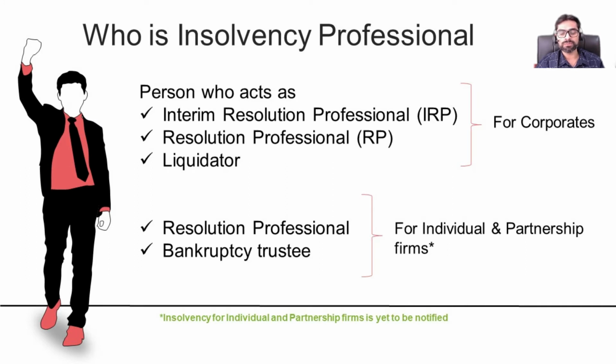Who is an insolvency professional? He is a person who can act as an IRP or RP for a corporate debtor, for a company, or a liquidator in case the insolvency could not be resolved. Or he can be a resolution professional or bankruptcy trustee for individuals and firms, which is not yet notified. In times to come we will see that also. This person takes care of the entire corporate debtor, the entire company, once the process has been initiated. He will become in charge of the organization, take all the major decisions, and report to the NCLT for the insolvency resolution.